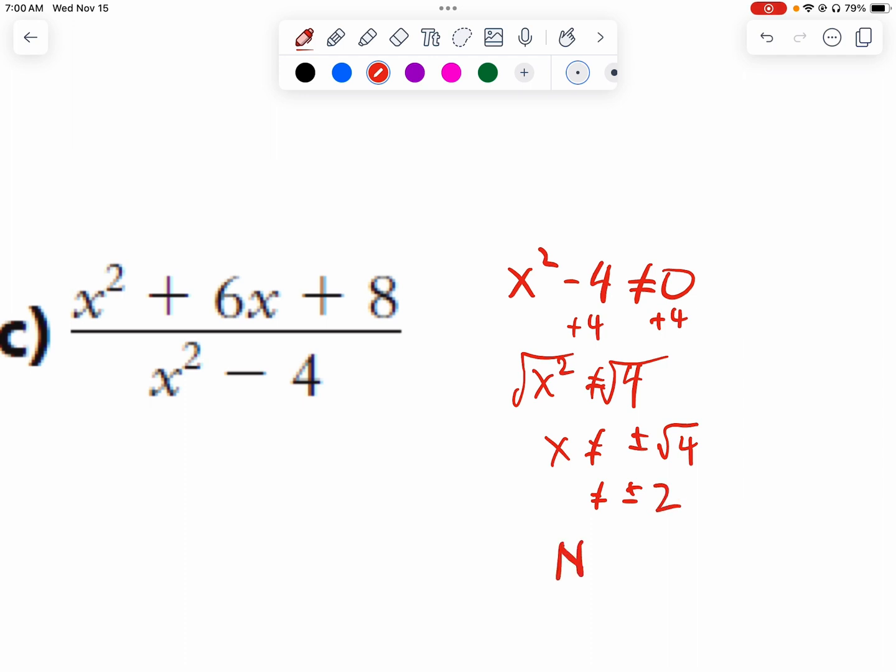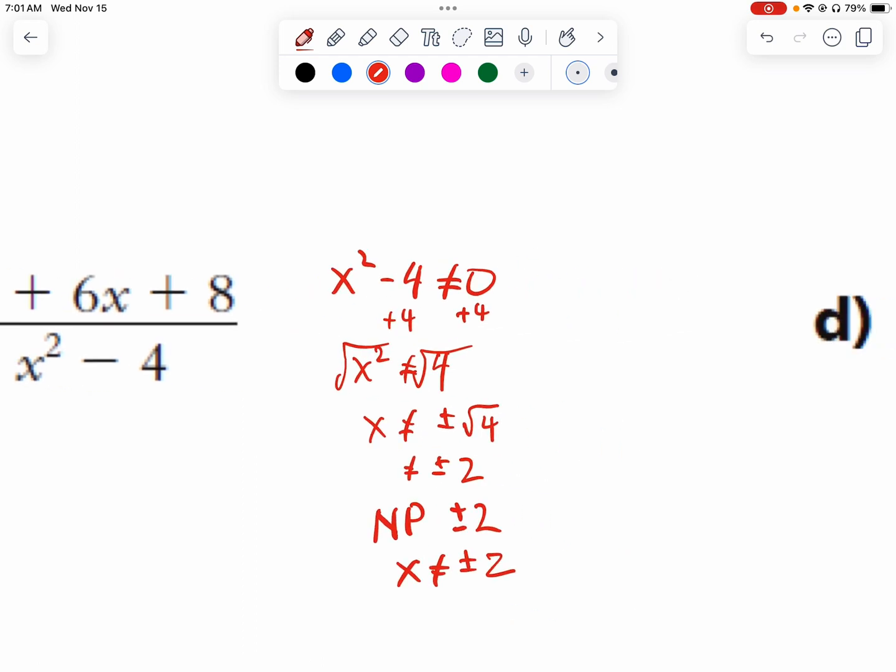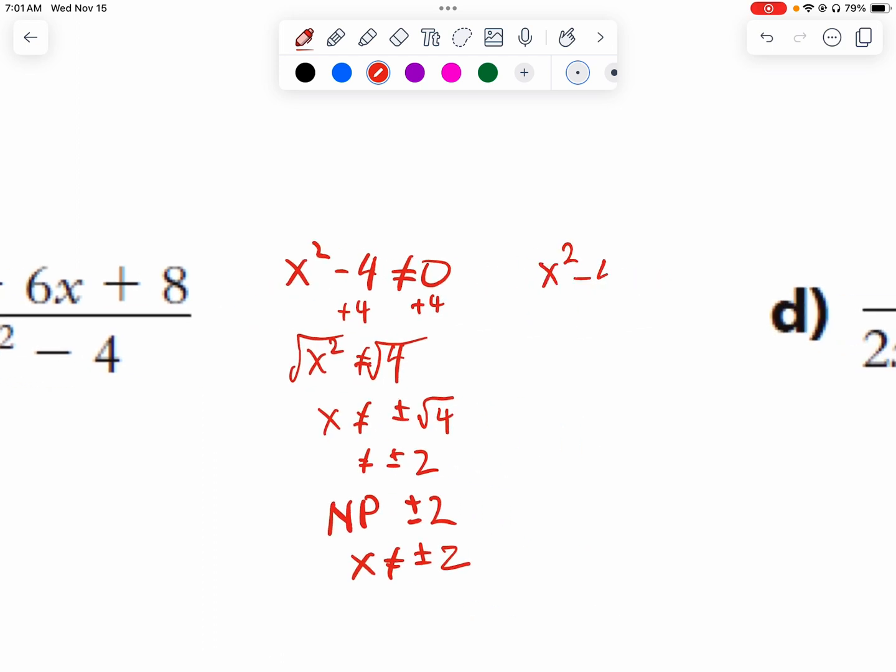So my non-permissible values are plus or minus 2. Or x cannot equal plus or minus 2. Either way. I prefer factoring, because we need these factored anyway in order to simplify. So if you were going to factor this, you would say x squared minus 4 cannot equal 0. You see that this is difference of squares. You should say, well, that is x plus 2, x minus 2 cannot equal 0. And you take each one of those and you solve.